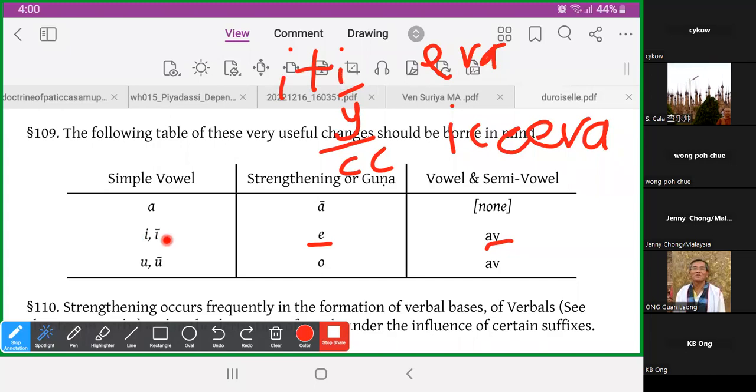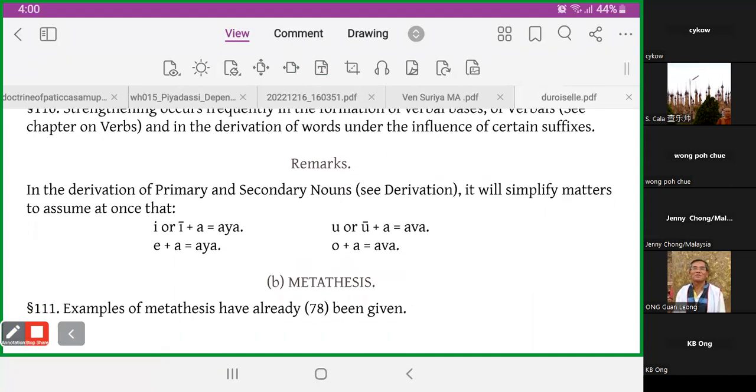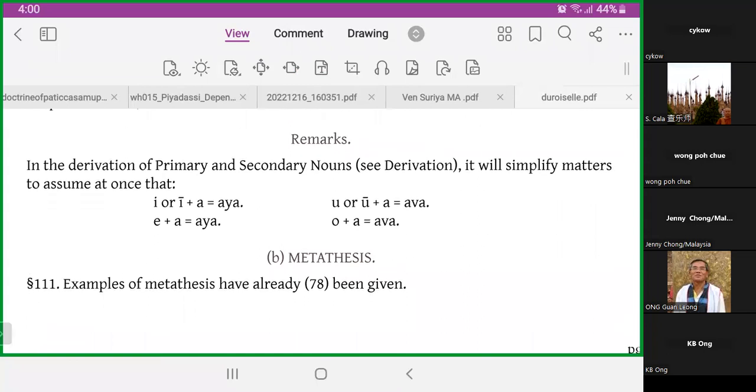Semi-vowel of I is Y, a Y sound. So Y is a semi-vowel for this I and II, and V is a semi-vowel for U, UU and O. So this is called semi-vowel. These are some technical Pali things, yeah, but it's good for you to learn also. Okay, now you can see E, R, L, Y. I think that's enough for today.